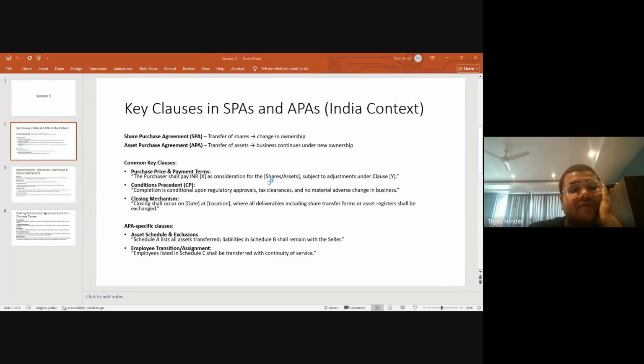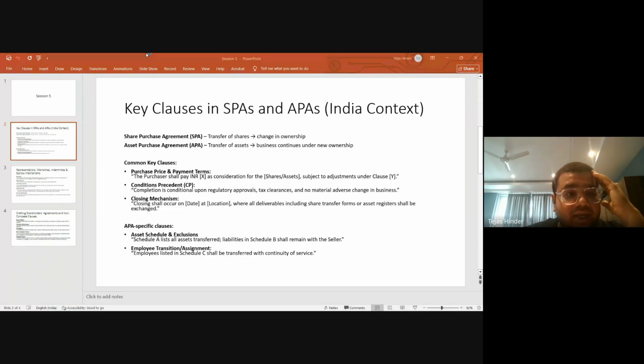Right. And then you have your 12th and 13th clauses, which will be confidentiality and announcements and termination respectively. Confidentiality and announcements will govern publicity and disclosure of the deal before and after execution. And termination will specify grounds of termination and consequences thereof.